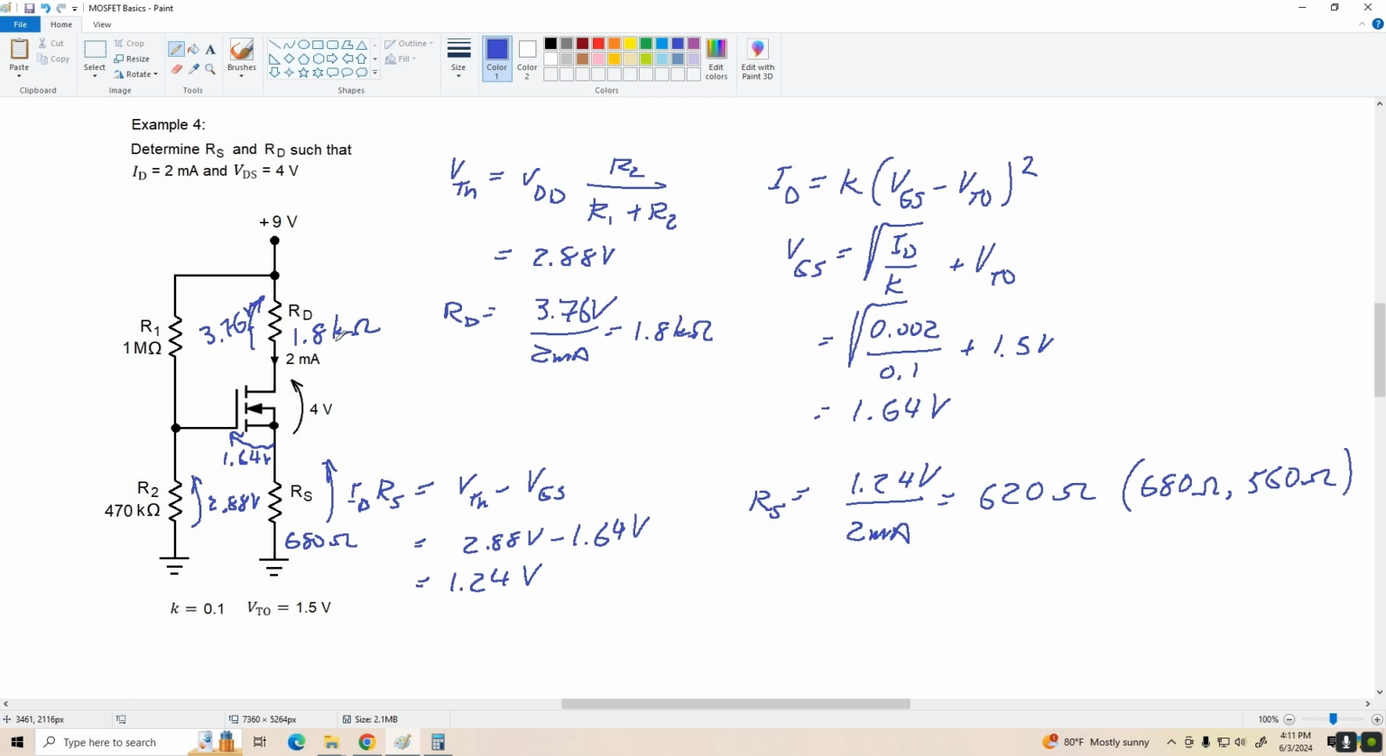And there's our design. 680 ohms for RS, 1.8 k for RD, and we should get about 4 volts across the MOSFET with 2 milliamps. Now of course I built this circuit just to verify that all this work was worth the effort, and for the 2N7000s using a 680 ohm source resistor, I got consistent drain currents of 1.8 milliamps. Okay, that was ID. And I did this with about 7 or 8 different devices. They all came up at 1.8 milliamps.